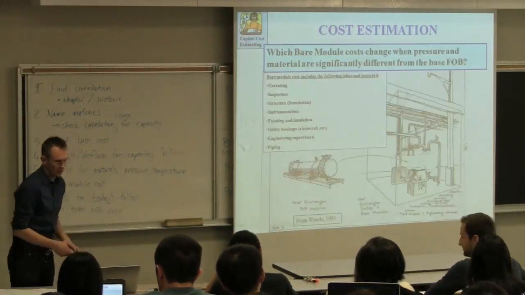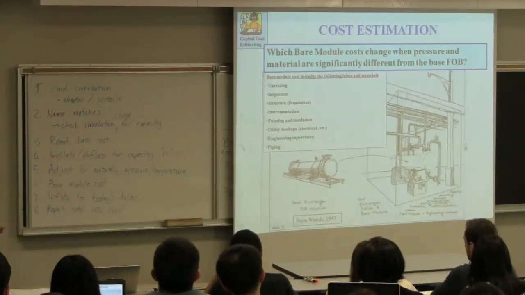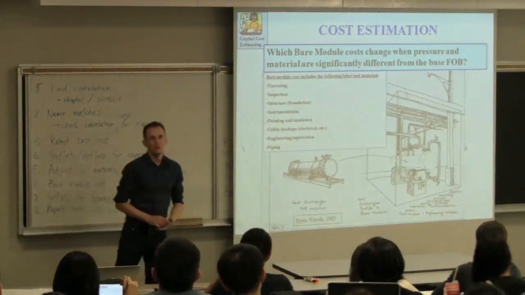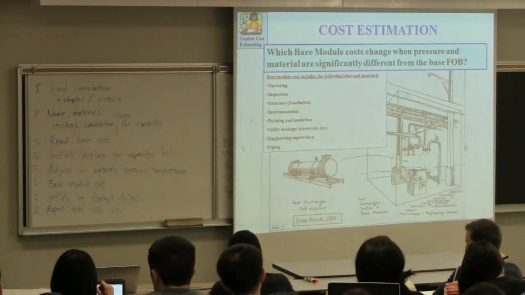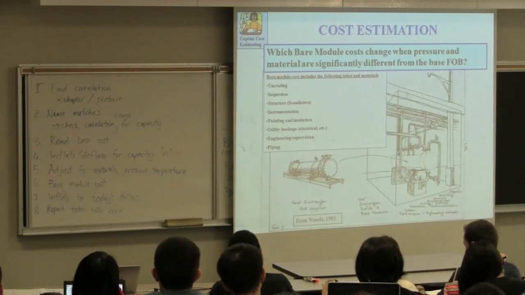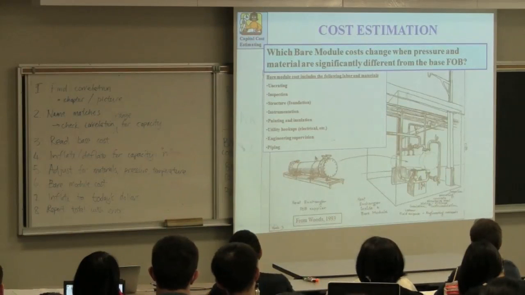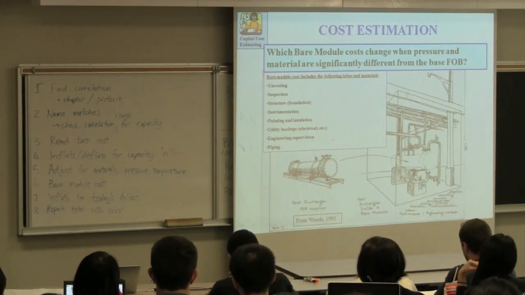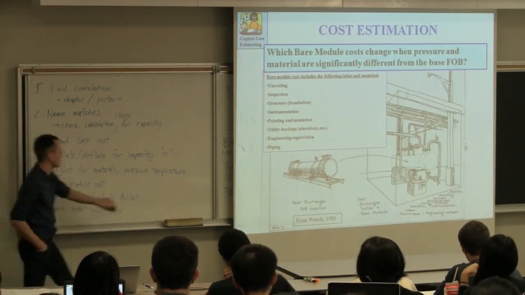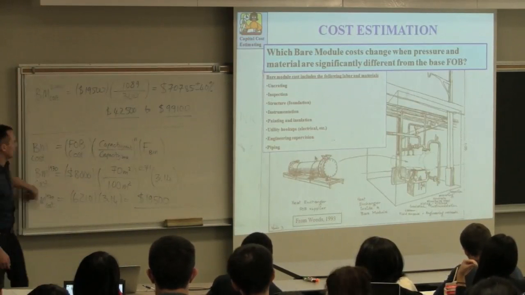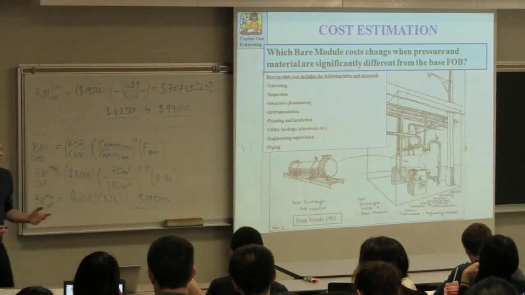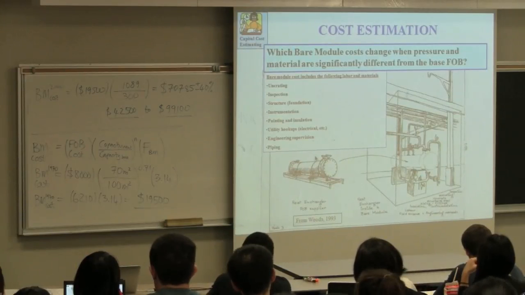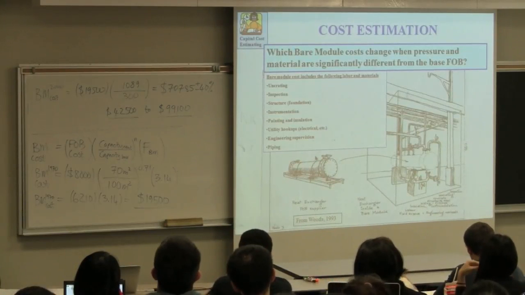Here's the question then that we're asking. If we look at this bare module concept, considering that the bare module costs are made up of these components, which of those parameters, if any, would be changed by our choice to go to different materials of construction and operate at different pressure? So we're looking at changing our operating condition of pressure, and we're looking at changing our material. Can we still use this bare module cost factor that we had over here? We had this value of 3.14 and estimated cost. Which of those factors inside the bare module would actually be affected by this choice of new materials?